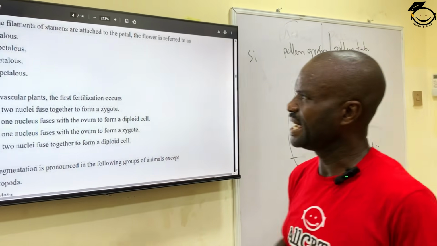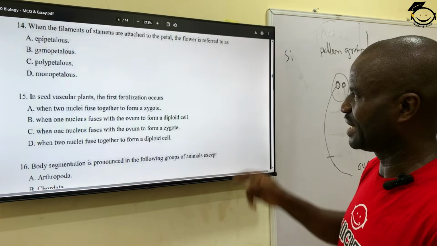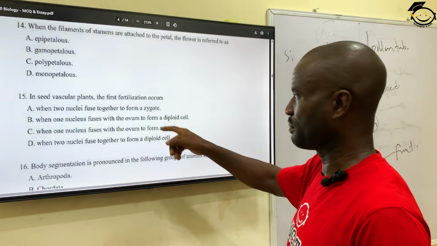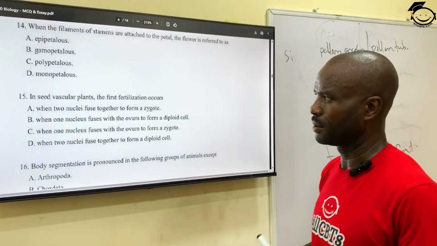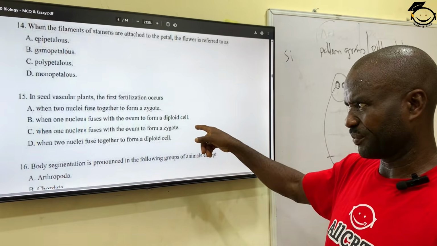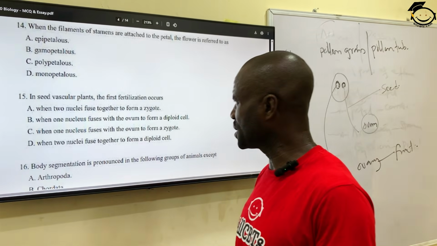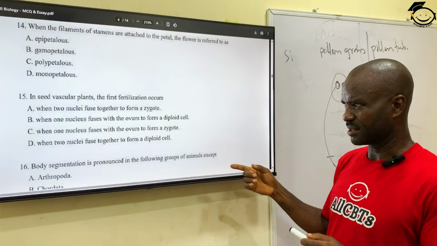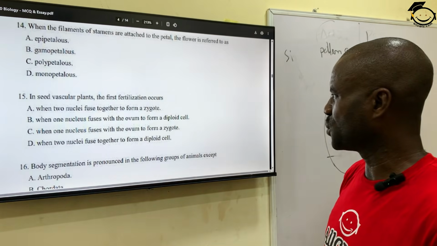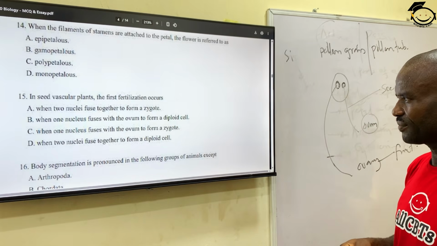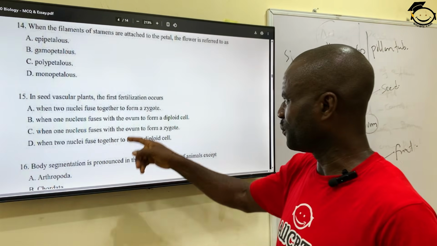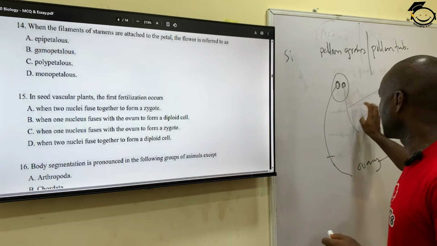So the question now is, in seed vascular plants, the first fertilization occurs A, when two nuclei fuse together to form... the two nuclei cannot fuse together, they have to go one after the other. No. B, when one nucleus fuses with the ovum to form a diploid. C, when one nucleus fuses with the ovum to form a zygote. Then D, when two nuclei fuse together to form a diploid? The correct answer is B. When one nucleus fuses with the ovum to form a diploid, as in the case of this.